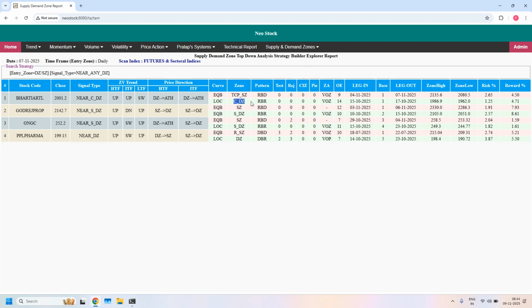Bharti Airtel is having a daily high liquidity demand zone. Godrej Properties is having a daily high liquidity demand zone. Next, ONGC is having a daily high liquidity demand zone. So total 3 daily high liquidity demand zones we identified from this list. I am giving you very few seconds to watch the report, so I request you to pause the video, study the report, and then proceed to the next report.